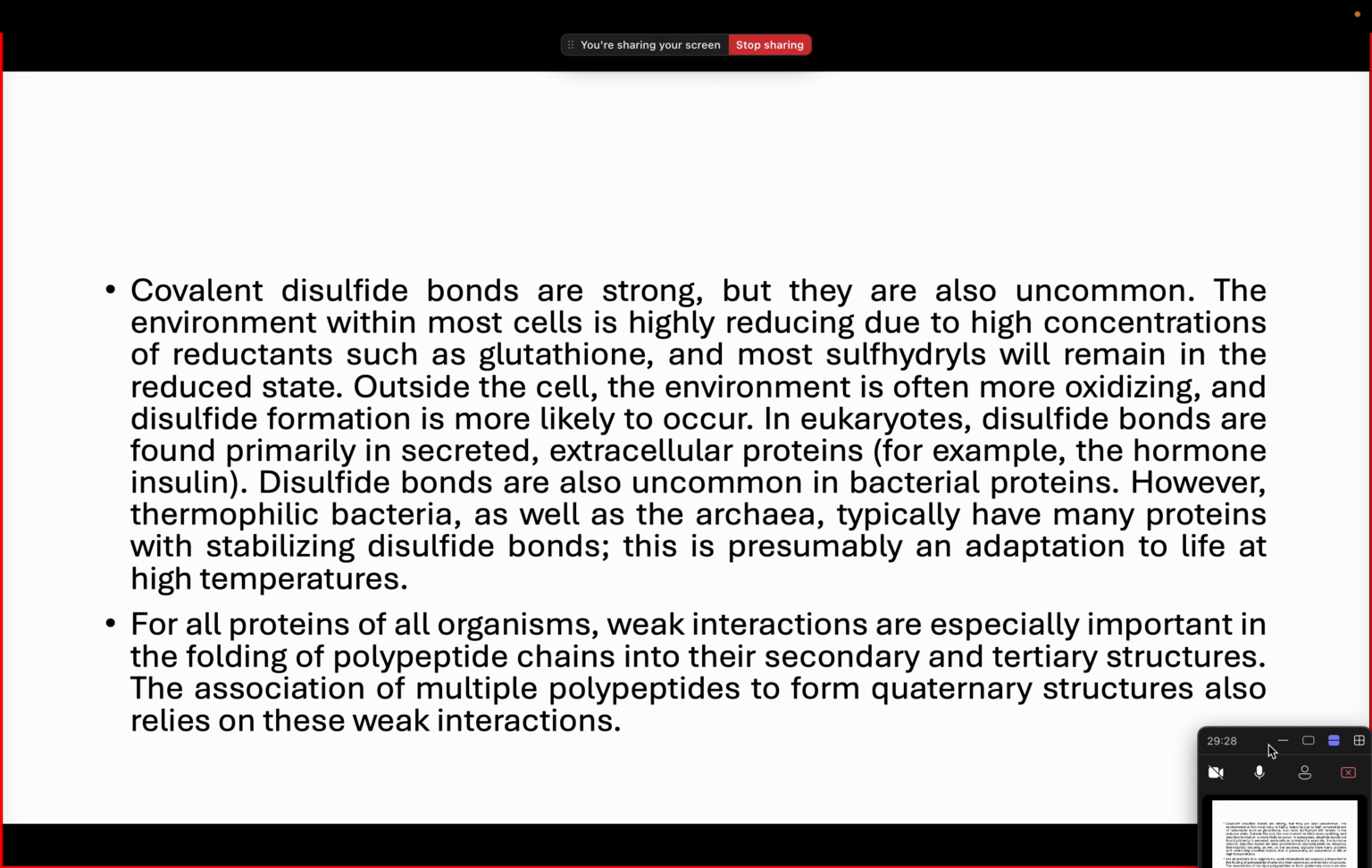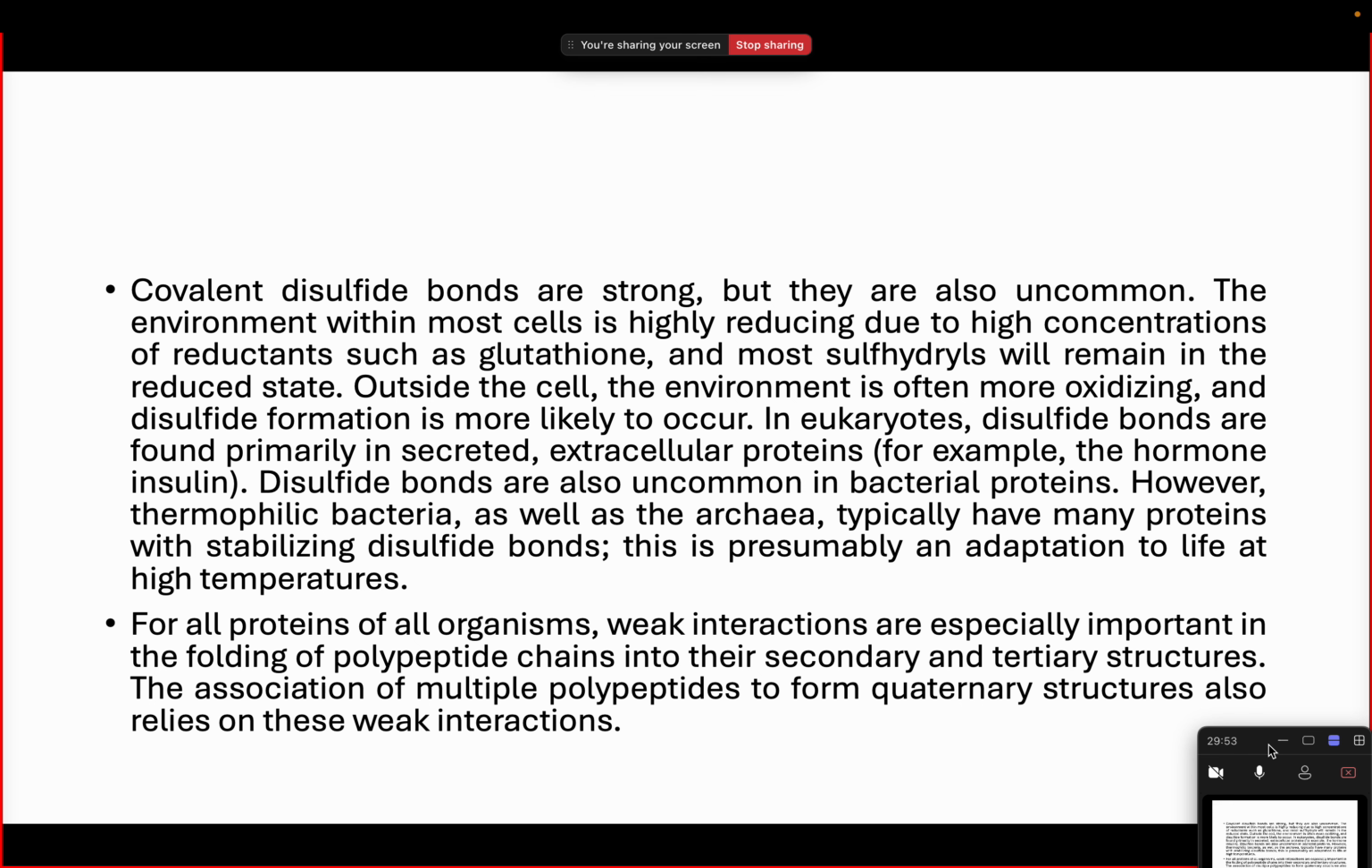Okay, so we were talking about the forces which might disbalance the structure of a protein, right? So some of them can be a covalent disulfide bond. They are strong, but they are also uncommon, right? Why are they uncommon? Because if you remember, we have only 2 sulfur containing amino acids, out of which only one amino acid, that is cysteine, has the ability to make a disulfide bond.